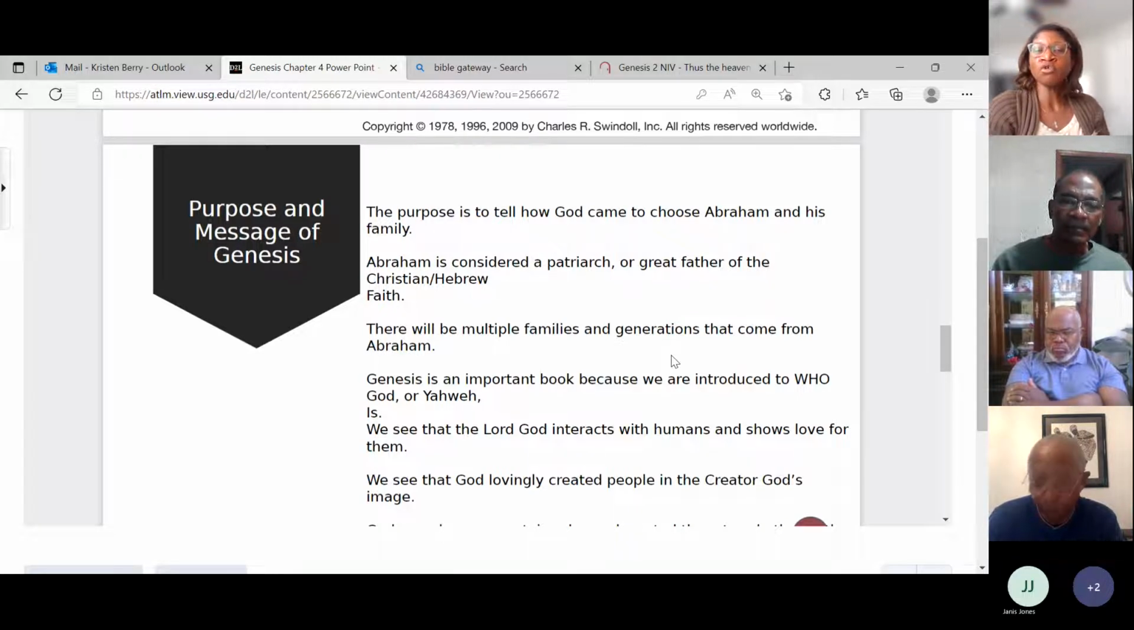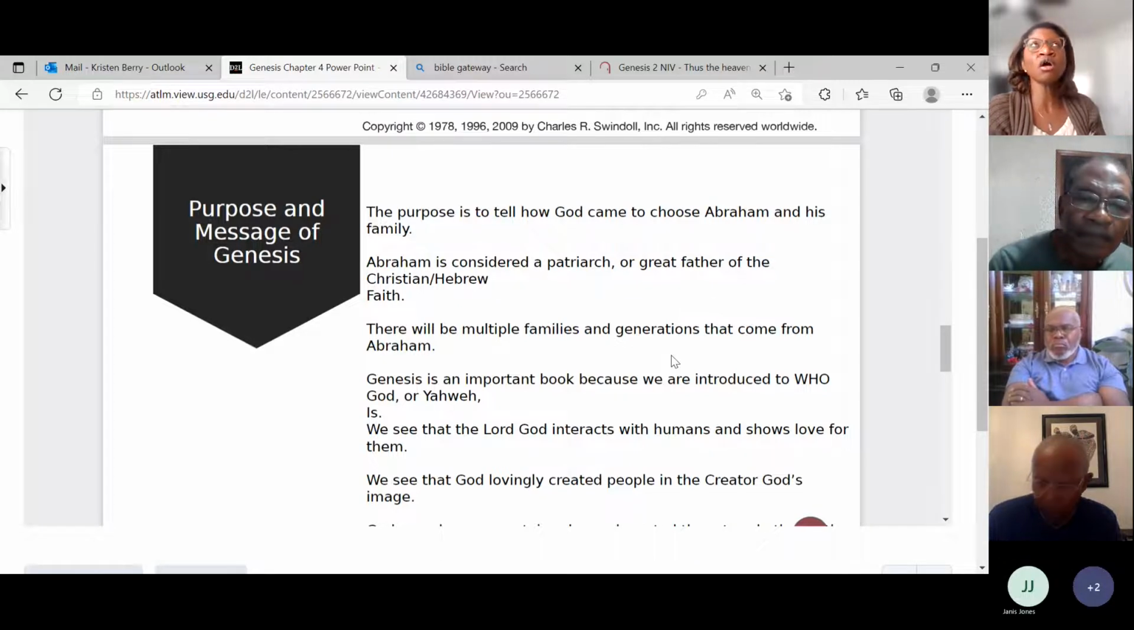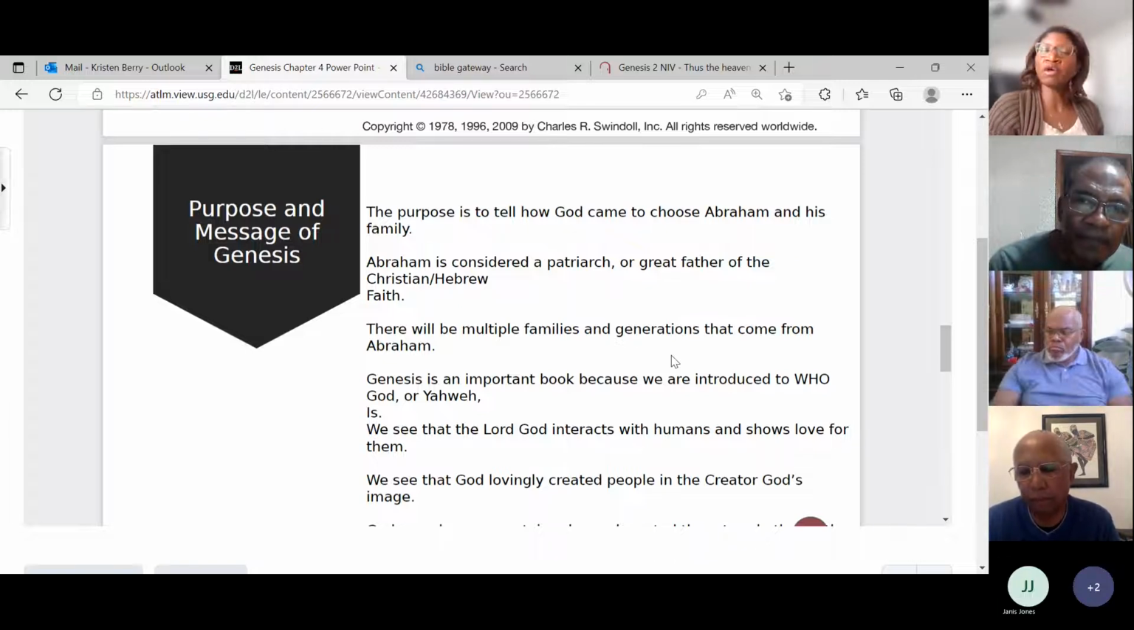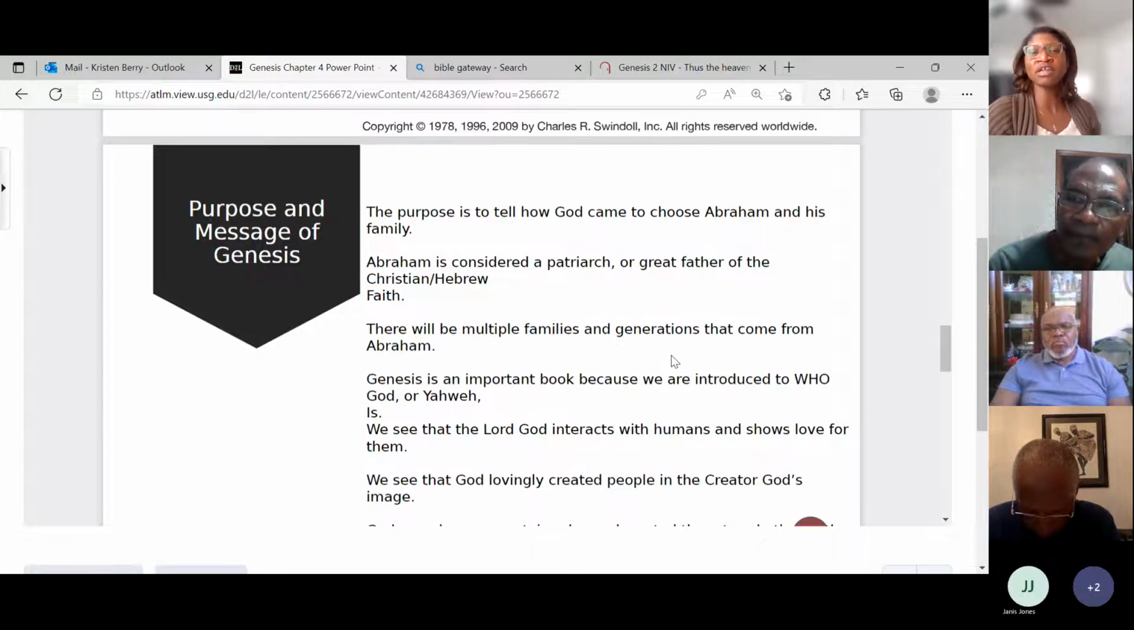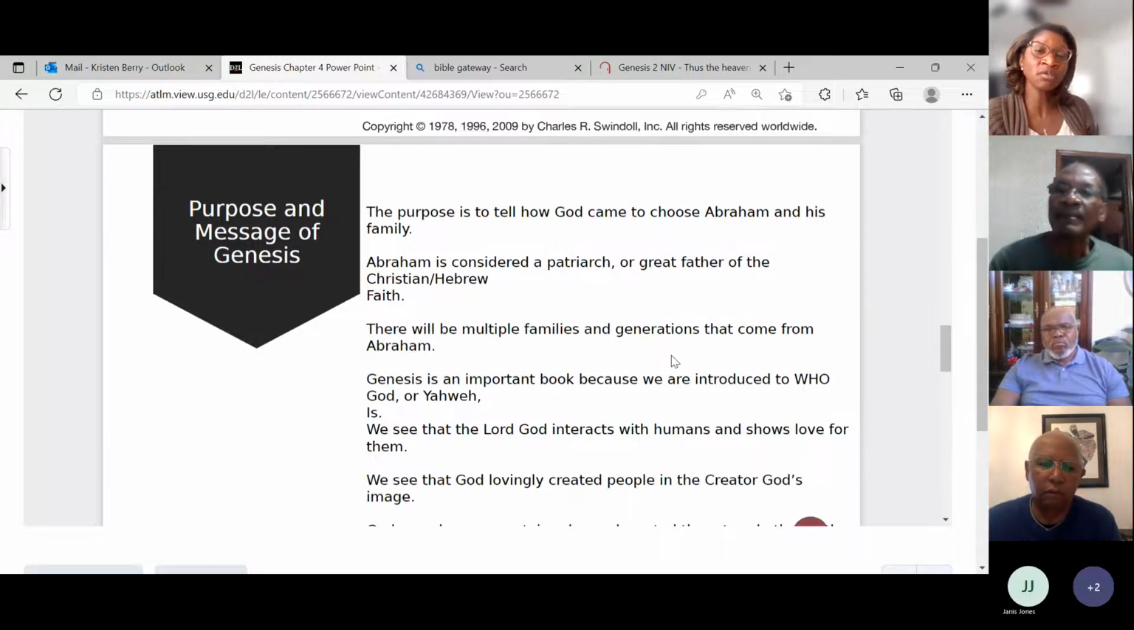Now, you can open up your microphones here as well. Through your research, or maybe you may have done your reading of chapter 4, or maybe you have heard some things about the book of Genesis. What would you add here would also be a purpose or message that you found in this book? Remember, we said origins, in the beginning.